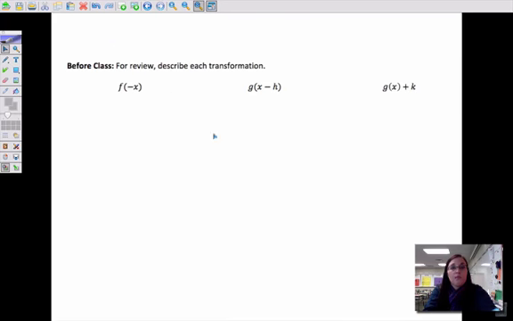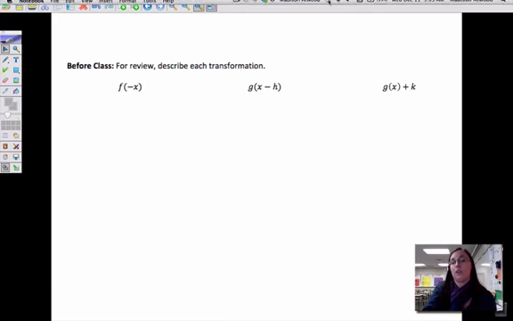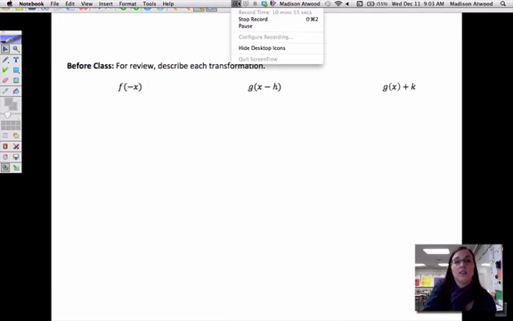So, your job before class is just to look at each of these general descriptions without knowing what the function is: adding something outside the function, subtracting something inside with x, changing the x to its opposite. I just want you to describe what that transformation would be, just kind of as a review and to get us going before class.